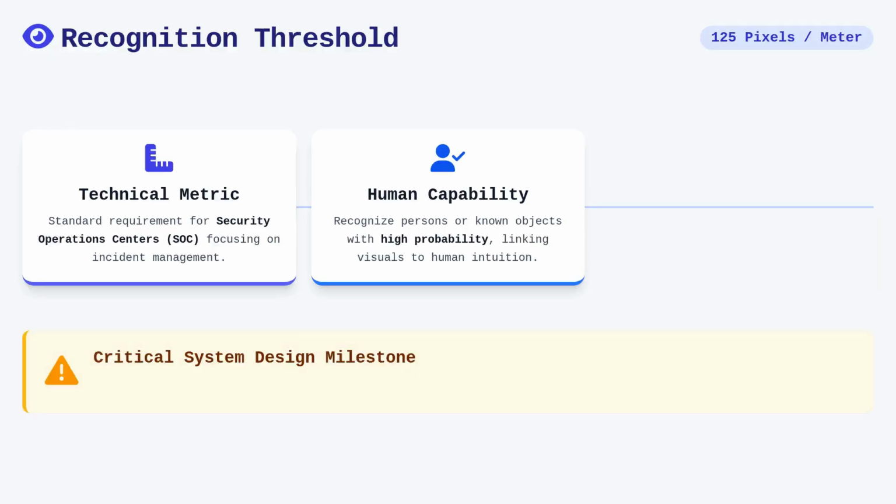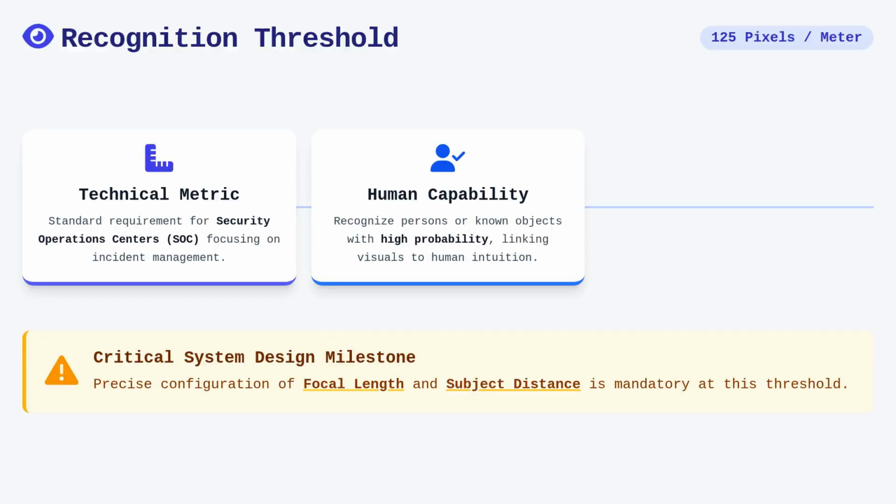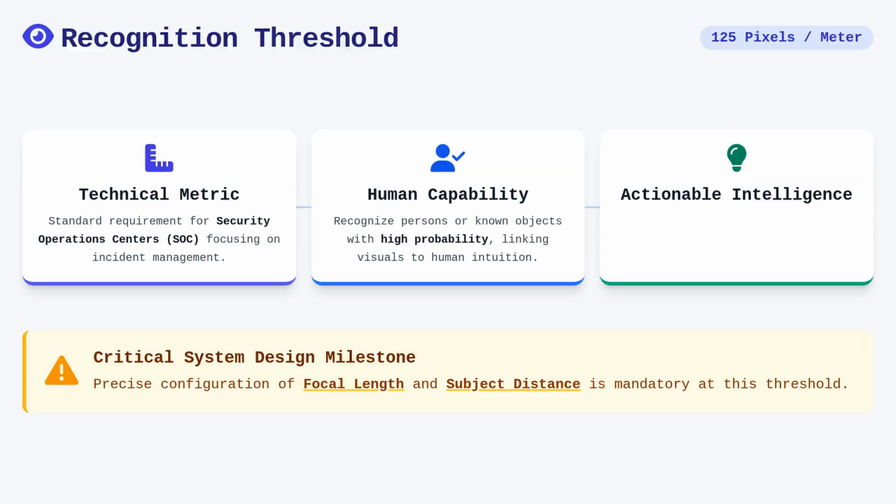When you are configuring a system, this level is the threshold where you start needing to pay close attention to the focal length and the distance from the subject to the camera. It is a critical milestone in system design because it moves the output from valid raw data into actionable intelligence for your customer.